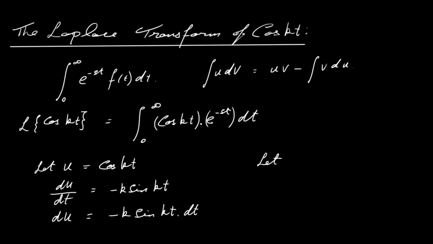So we've also got to let dv, this part here, equal to whatever is left, and that is e to the power of minus st. So let's integrate both sides. That will give me v on the left hand side. On the right hand side, again, I'll get minus 1 over s e to the power of minus st. Now, I did the reasoning for this in the previous video where I did the Laplace transform for sine kt. So you can have a look at that if you like. Okay, so let's move on.